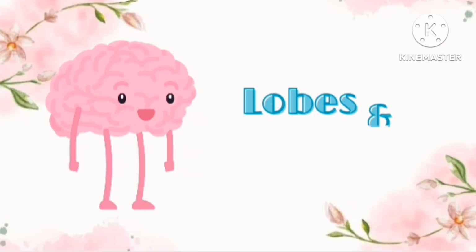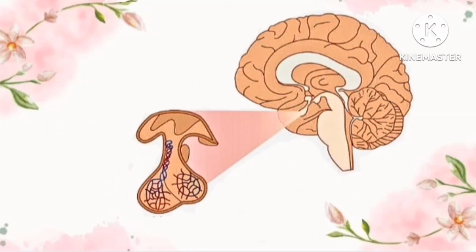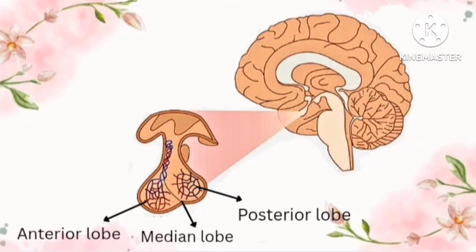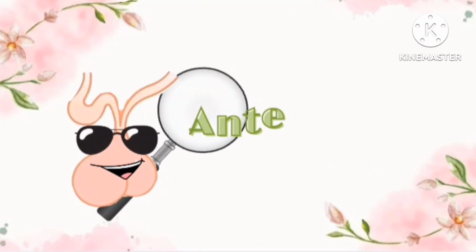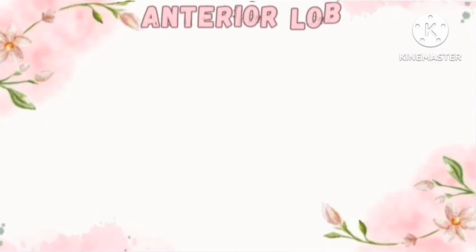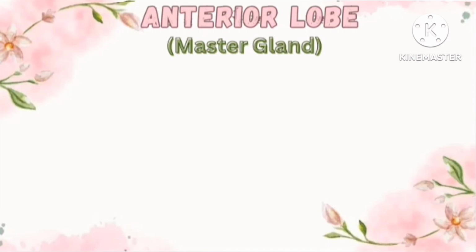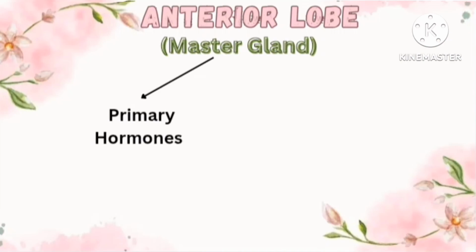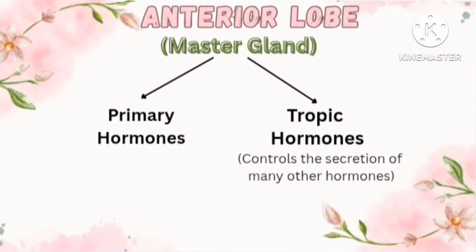Now, let's learn about its lobes and their secretions. So, basically the pituitary gland has three lobes: anterior lobe, median lobe and the posterior lobe. Let's dive into them one by one. We'll zoom into the anterior lobe first. The anterior lobe is actually the one referred to as the master gland, because, in addition to the primary hormones, it also produces the tropic hormones, which control the secretion of hormones in many other endocrine glands.